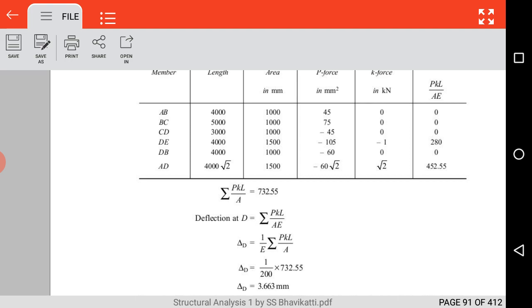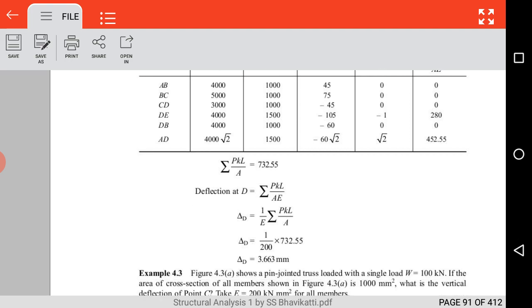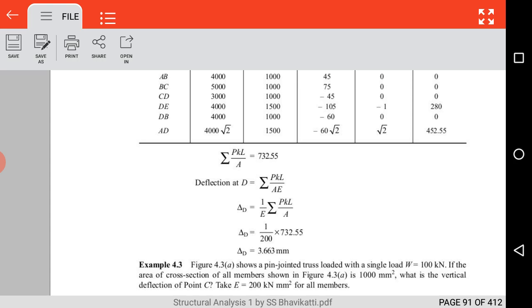So this is only the PKL upon A. So now we will be dividing our value by the Young's modulus E, and we find that the deflection at D is equal to 3.66 mm. Let us solve another problem.